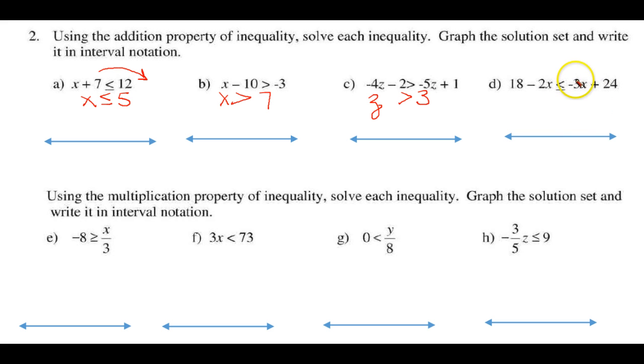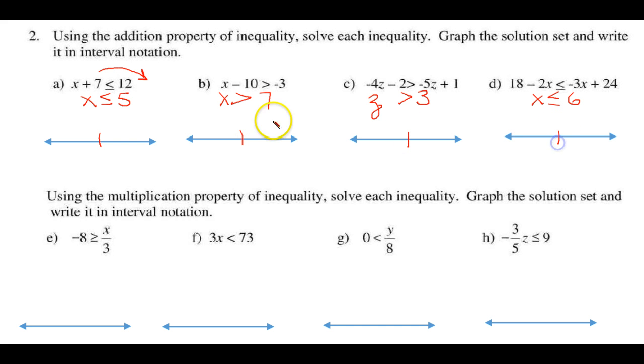Again, I want my variable to be positive. Here, when I transpose it, becomes a positive 3x, so this is x. Don't have to change the direction of my inequality sign. And now I'm going to subtract 18 from both sides, or just transpose that, and I get on this side a negative 18, so this is a 6. So these weren't too difficult to solve, and now to graph them, I'll let you do that.